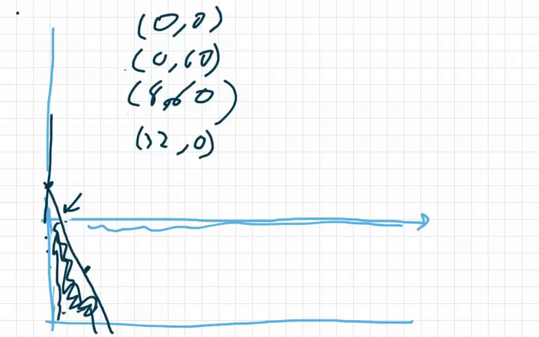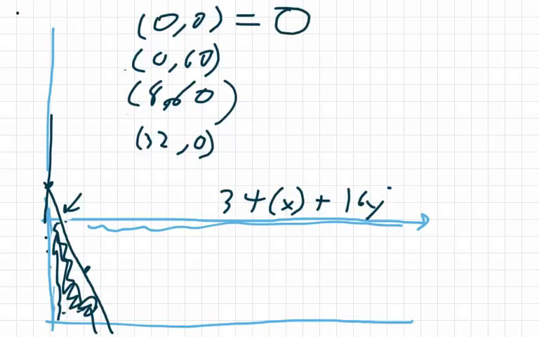The profit equation is $34 for X, and we make $16 for Y. And so when we plug these numbers in, 34 times 0 plus 16 times 0 is 0. 16 times 60 is 960.